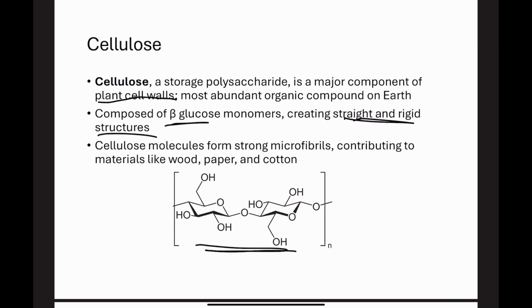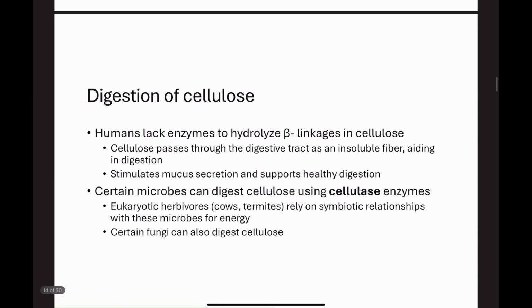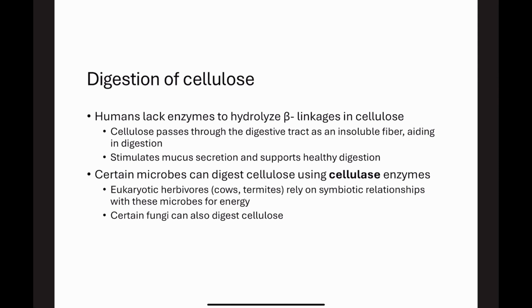Something that's a little bit of a fun fact is that humans cannot digest cellulose, but we can digest starch. That's because the digestive enzymes that we have have the ability to break down alpha linkages in starch, but not the beta linkages that we see in cellulose. As a result, our cellulose is going to just directly pass through our digestive system in the form of insoluble fiber. And that's actually going to help our digestion stay regular.